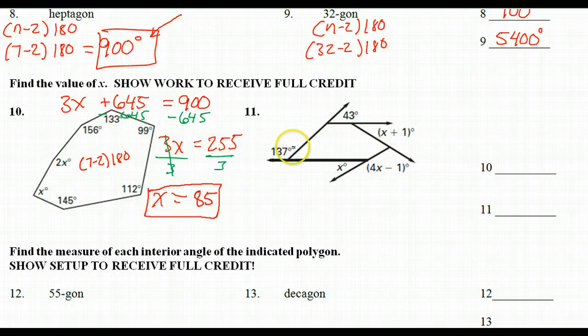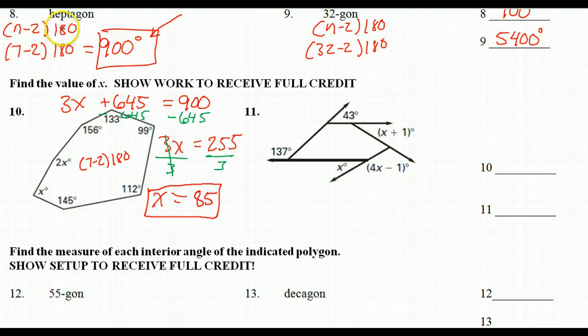Number 11 is very similar. Let's see, how many of these are exterior angles? You can tell by the way they are outside of the shape like this. There are 1, 2, 3, 4, 5 of them. This is a pentagon.